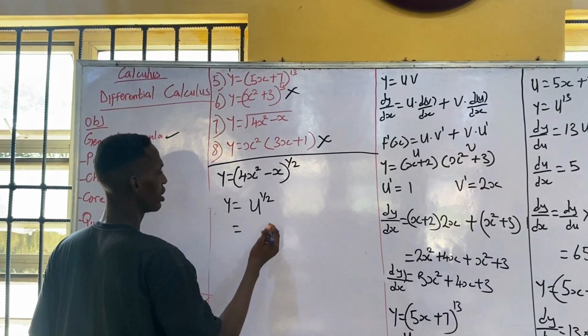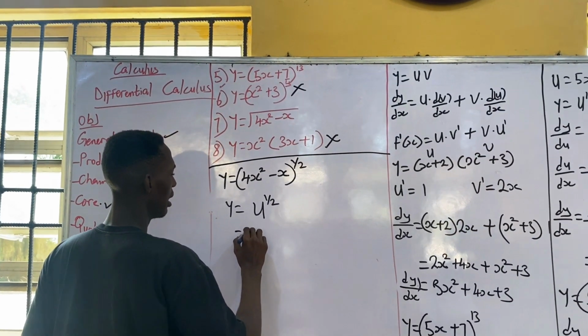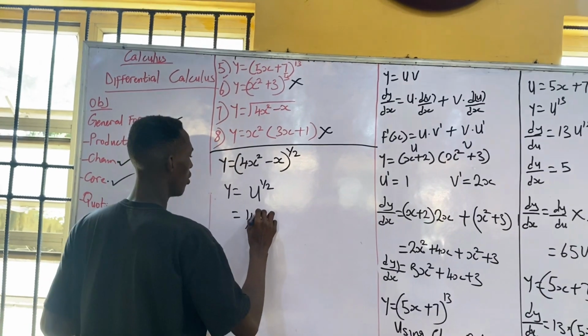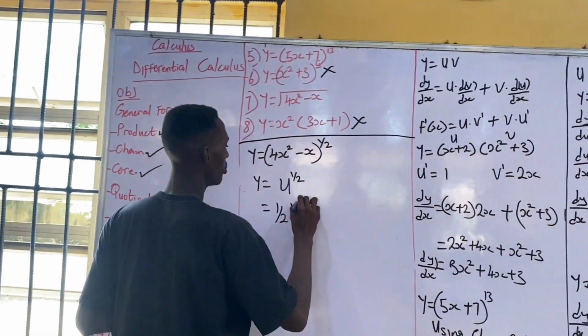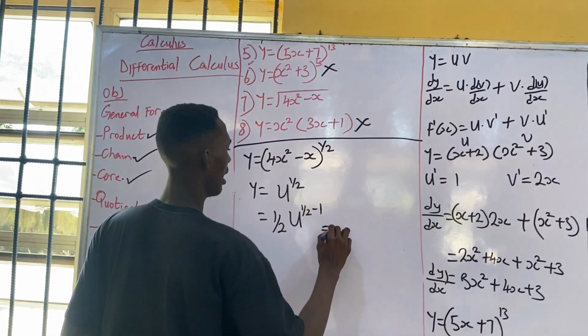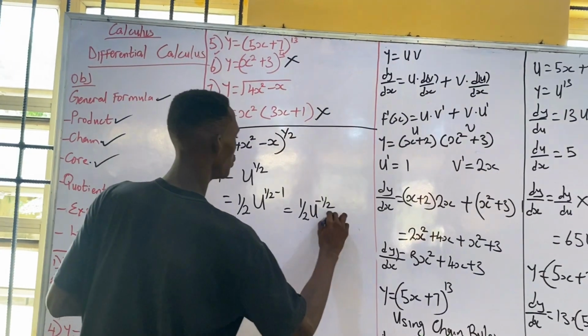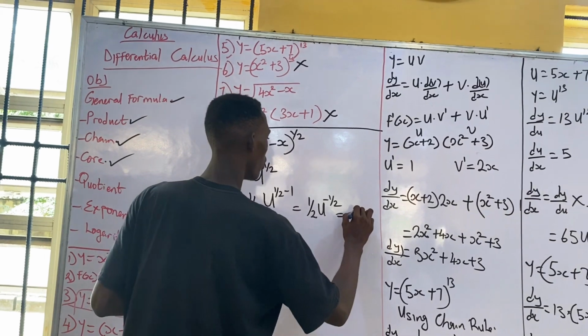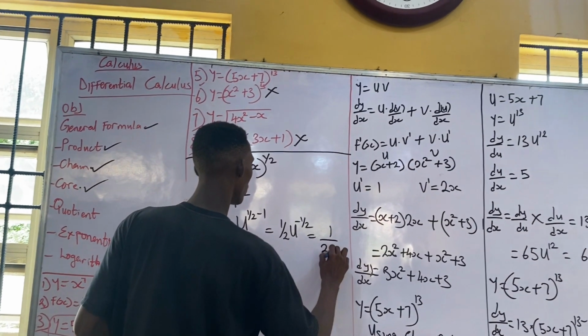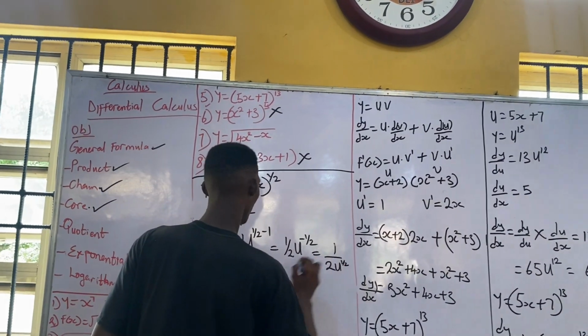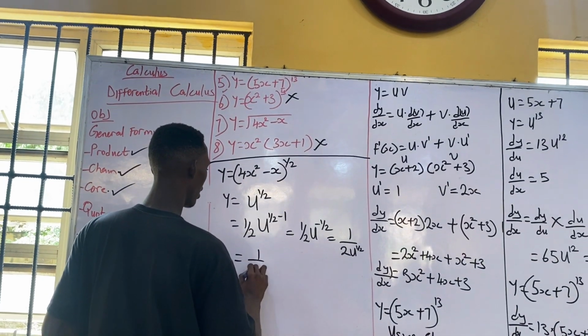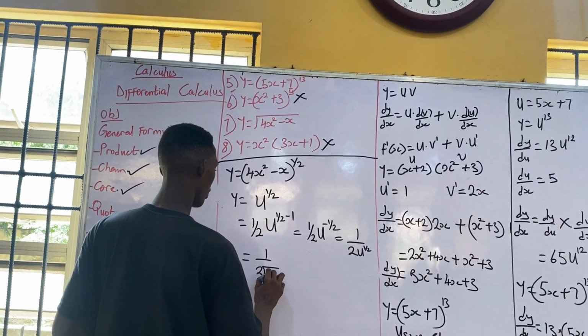Okay, let's assume I'm using chain rule. That will be half of u to the power of half minus 1, and that is half of u to the power of minus half. Which is equals to 1 over 2u to the power of half. And that is equals to 1 over 2 root u.